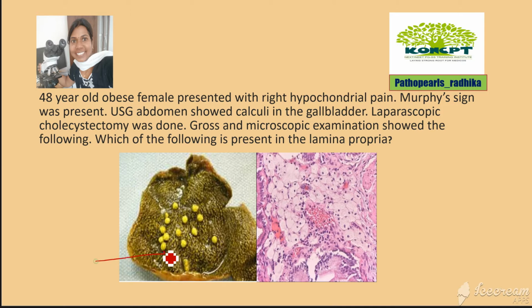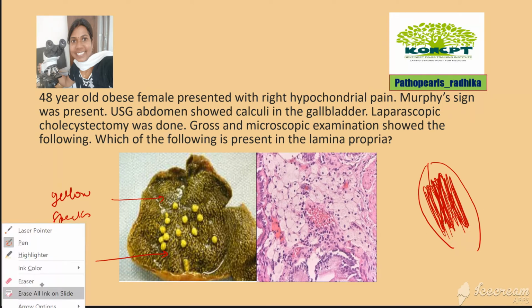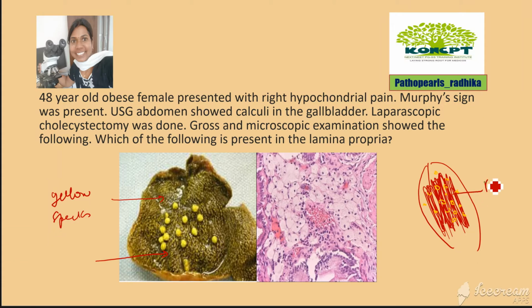So what is shown on gross is you see multiple yellow colored stones, and in the mucosa you have some yellow specks. Usually, because it's a cholecystitis, you have an inflamed gallbladder, with all signs of inflammation, so it appears reddish. In that you have some yellow colored accumulations. So why is this yellow color? What causes this yellow colored appearance? It's because of accumulation of foamy macrophages. So you have a lot of foamy macrophages which give a yellow colored appearance on gross.